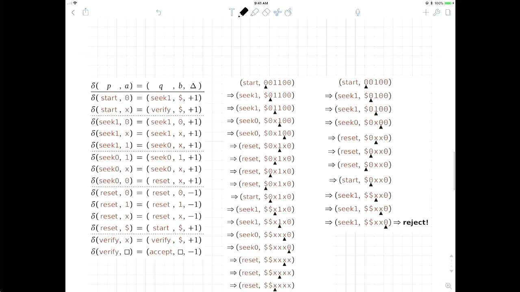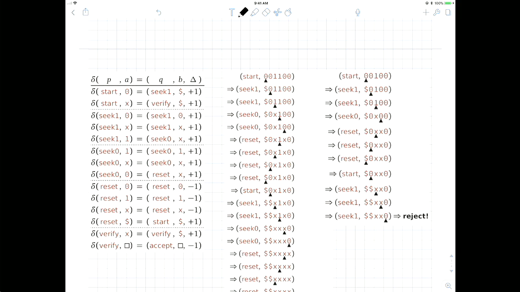So let's start here at the beginning. If I'm given the string 0, 0, 1, 1, 0, 0 at the top middle there, I'm looking at a 0 and I'm in state start. And so I'm here. I'm going to replace that 0 with a $ sign. I'm going to change my state to seek 1, and I'm going to move to the right. Okay. Now, in step 2, I'm in state seek 1, looking at a 0, so I'm here. I didn't find a 1, so I'm going to leave the 0 on the tape and continue moving to the right.